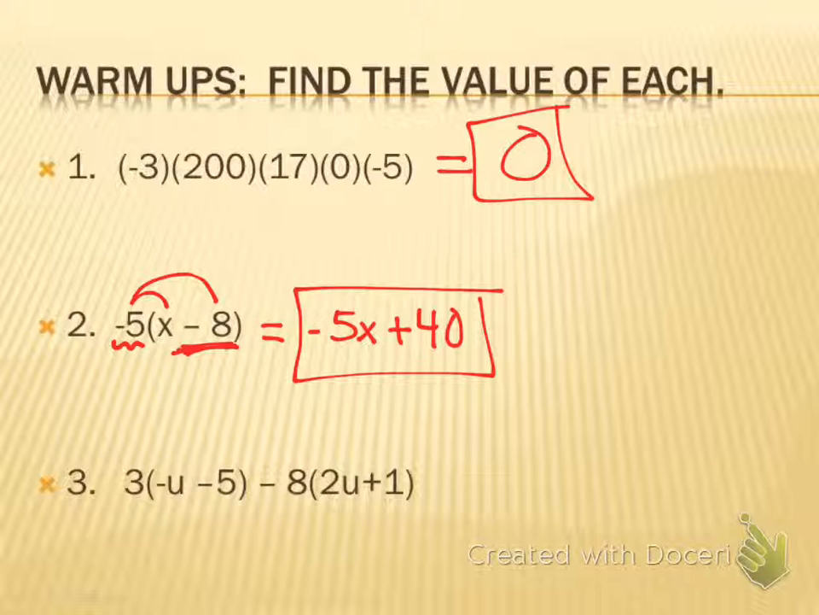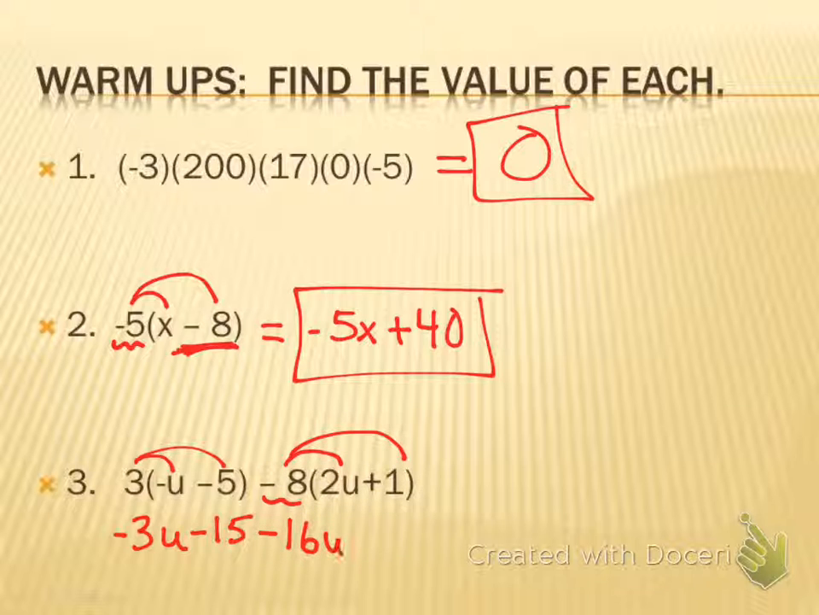All right, next you have to distribute again, but this time twice. 3 times -u is -3u. 3 times -5 is -15. Now we're distributing a -8, so that's -16u minus 8. Let me know what your questions are. We are not done with number 3 yet, so don't box that in.